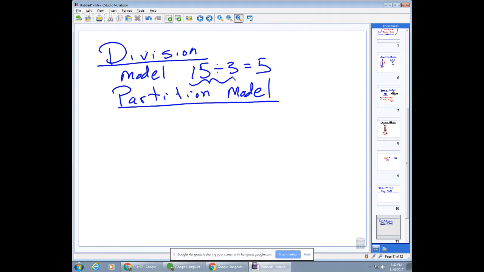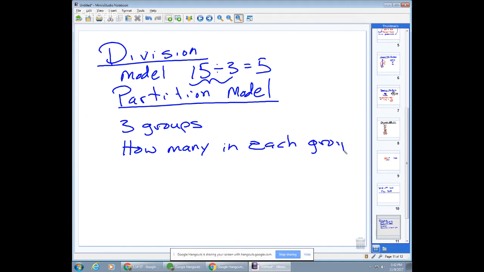Yeah, so that's the thing. So with the partition model, what this means is we have 3 groups. And the question then is how many are in each group? Question mark is what that's supposed to be there.